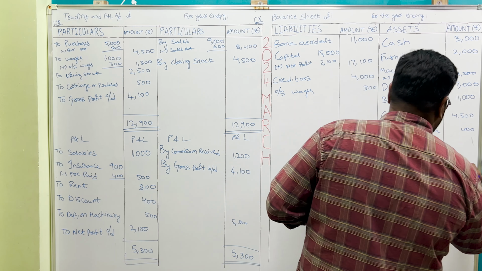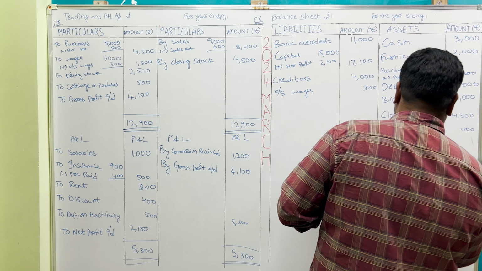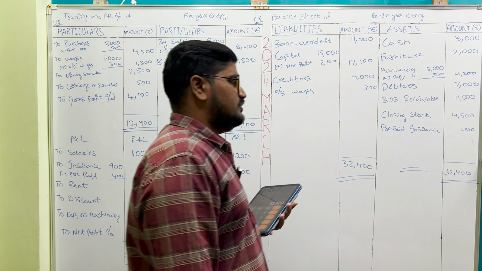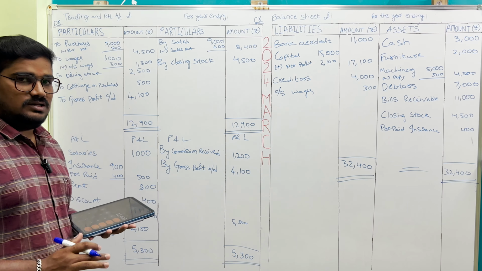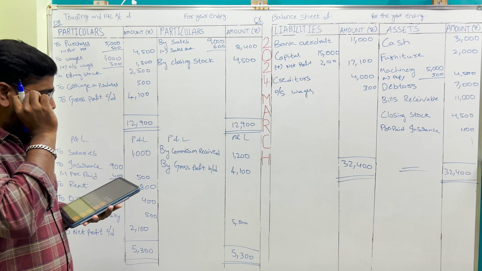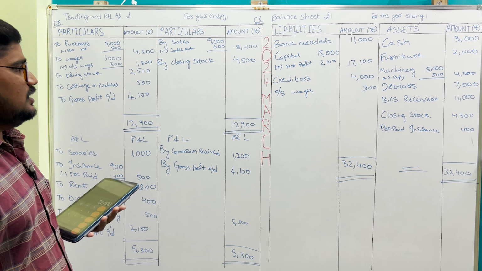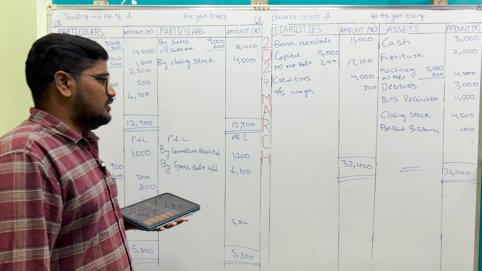So the assets are equal to liabilities. Hence our sum is correct. In this way you can practice your sums, and these sums are pretty easy sums.